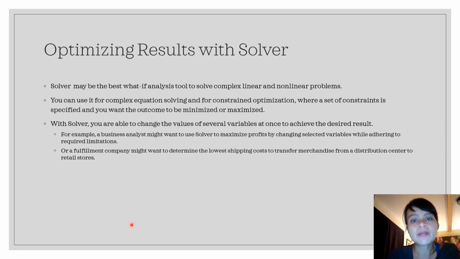Right, so optimizing results for the solver. A solver may be the best what-if analysis tool to solve complex linear and non-linear problems. You can use it for complex equation solving for constraint optimization, where you have a set of constraints that specify limits and you want the outcome to be minimized or maximized. Okay, with the solver, you're able to change the values of several variables at once to achieve the desired result.